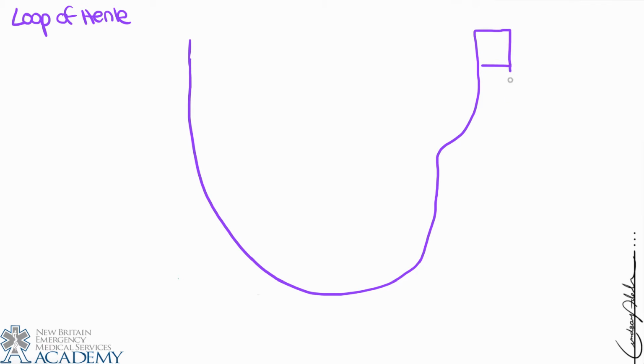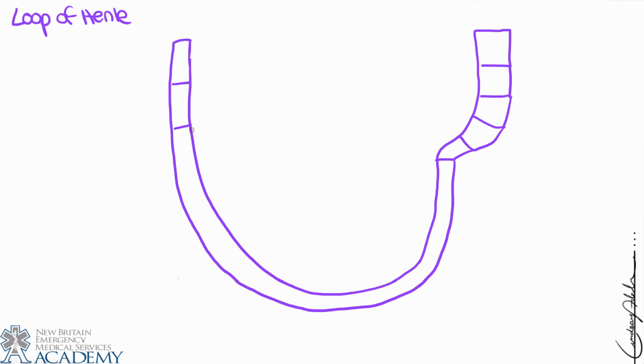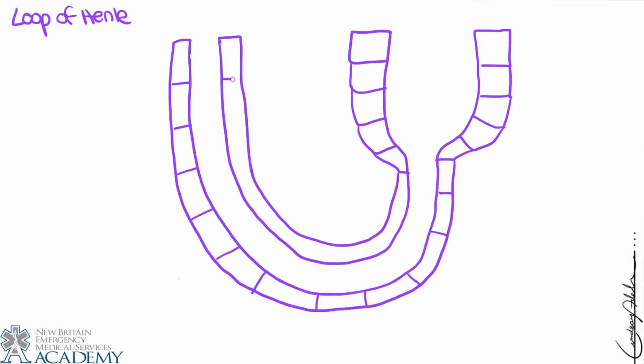Hi everyone. In this video we're going to be talking about the loop of Henle. So think of it as a bit of a continuation from the proximal convoluted tubule. So the fluid has moved into the loop of Henle, and first we'll just review the basic structures of the loop of Henle.